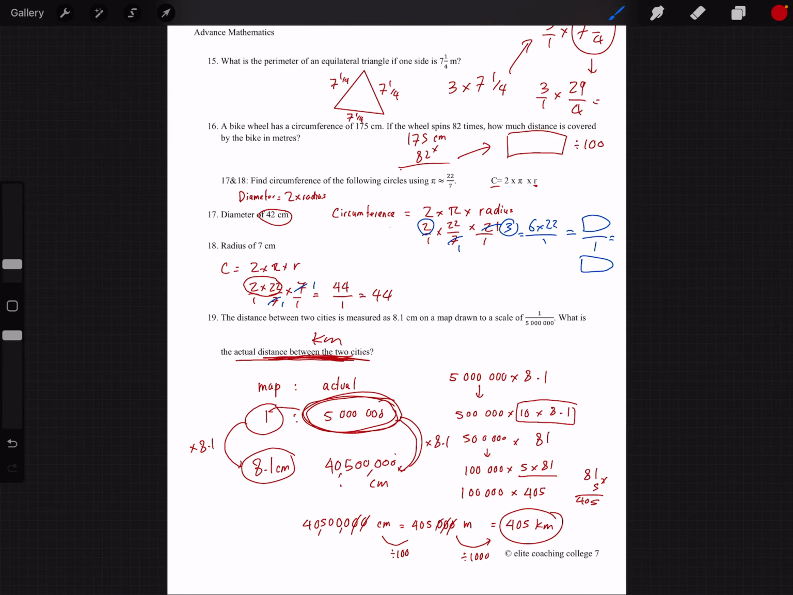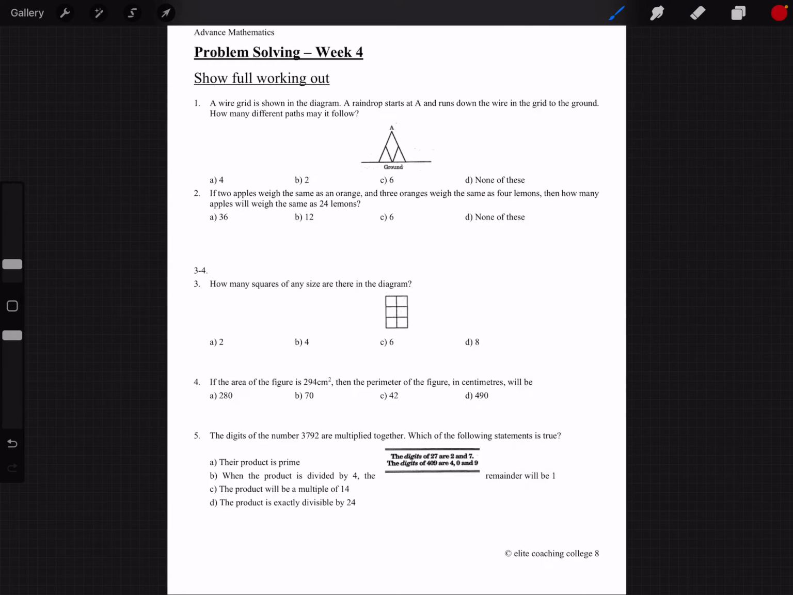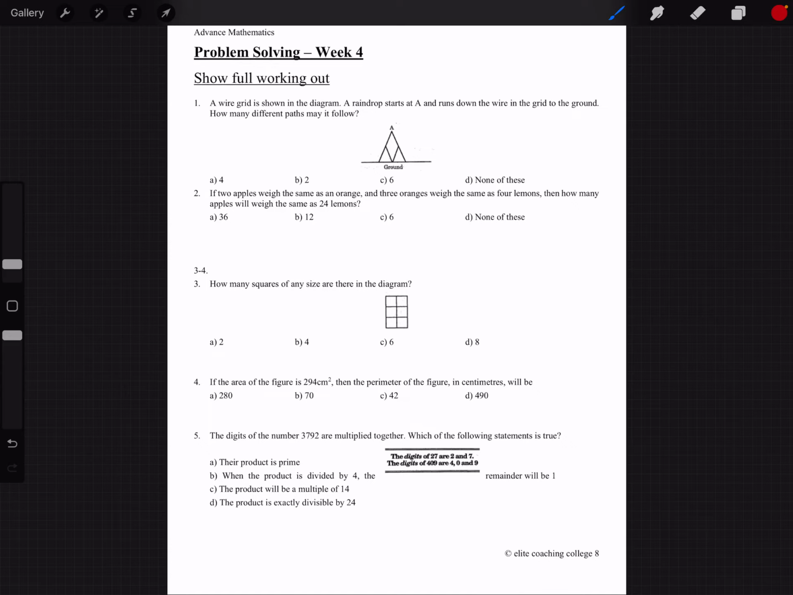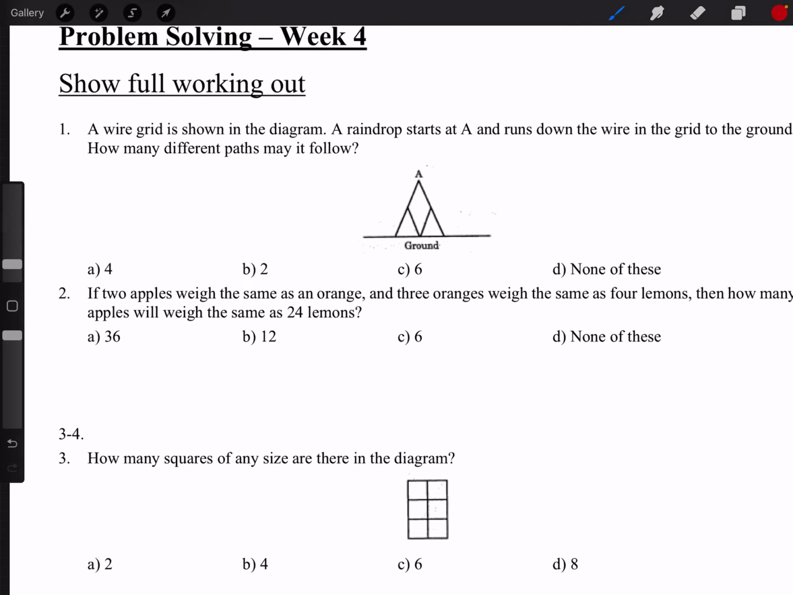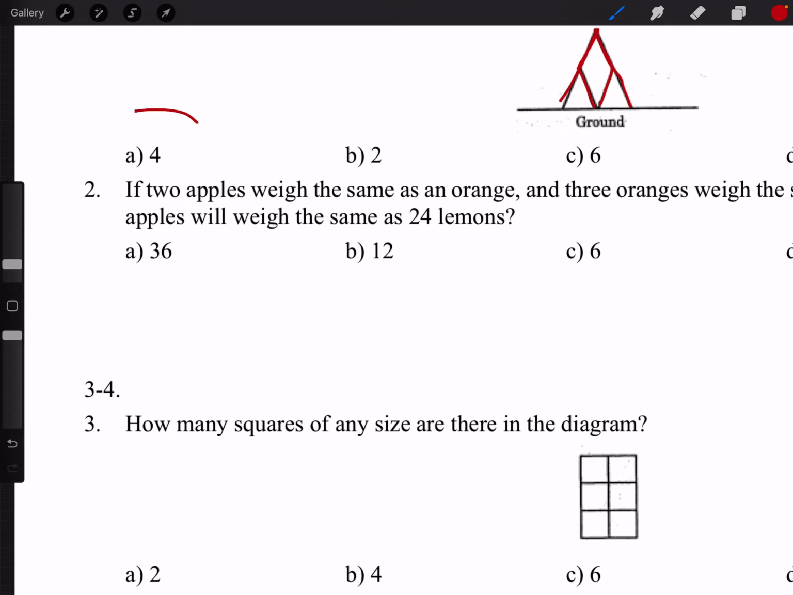Whew, that was a long one. It's not even the last page yet. Okay, last page. Wait, didn't I do this already? Oh no, I have. A wire grid is shown in the diagram. A raindrop starts at A and runs down the wire in the grid to the ground. How many different paths can it take? It can do 1, 2, 3, 4. So the answer is 4.